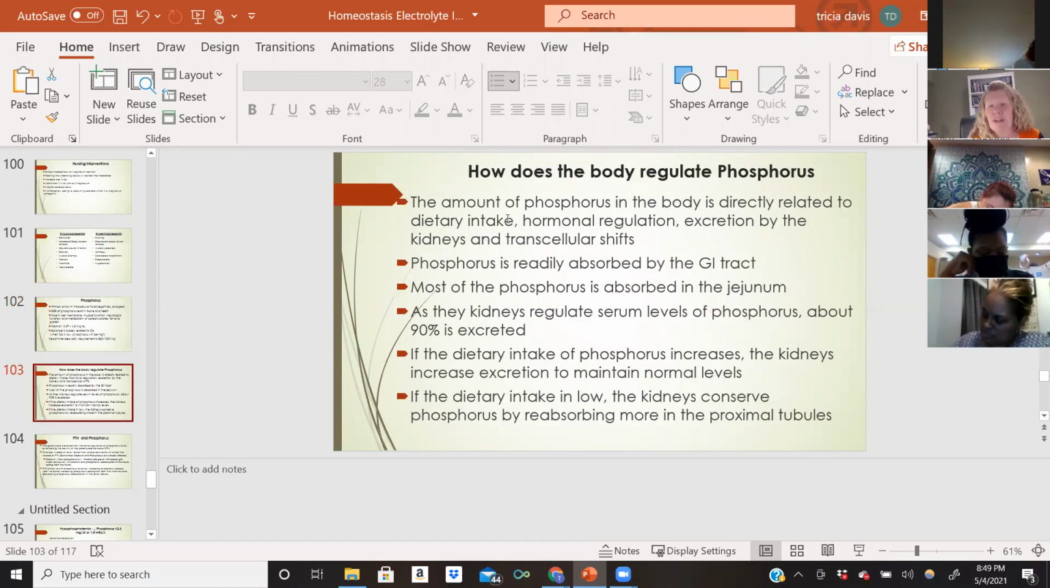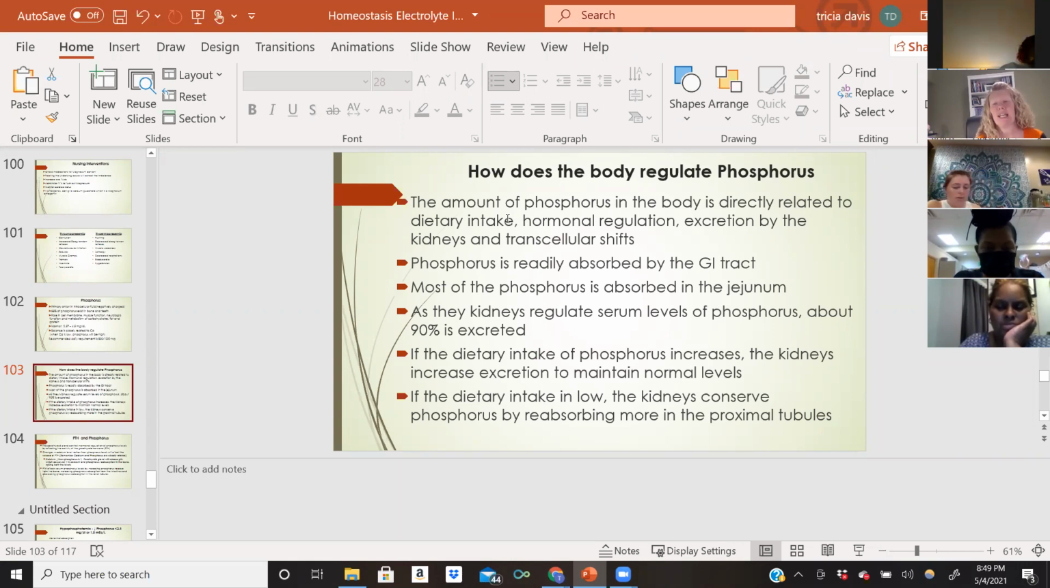So how does our body regulate phosphorus? The amount that we have in our body is going to be directly related to the amount that we take in our diet, our hormone regulation, and excretion from our kidneys. And then when we think about transcellular shifts, phosphorus is going to be absorbed in our GI tract. And most of our phosphorus is absorbed in the area called the jejunum.